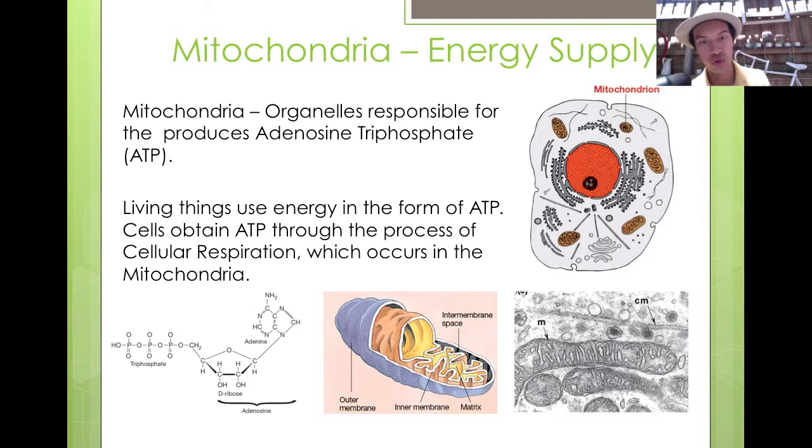Living things use energy all the time, and so the mitochondria is really important in supplying the cell with the ATP it needs so that it can do the activities that it does.